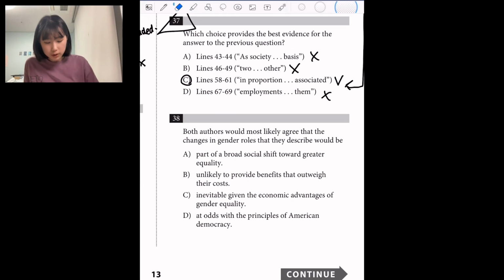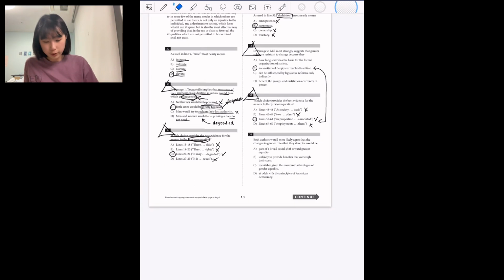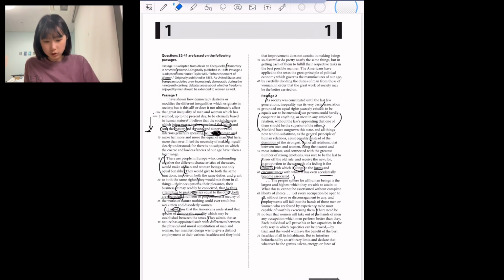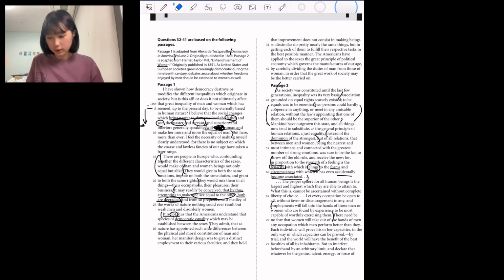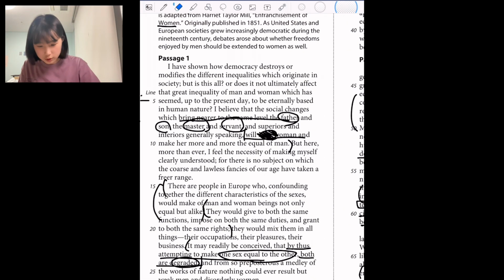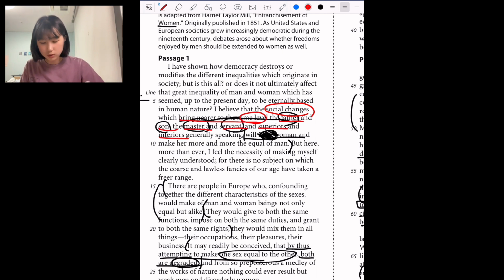Both authors would most likely agree that the changes in gender roles that they describe would be, we're going to look at A first, part of a broad social shift towards greater equality. We're going to look at the two passages to see if it mentions something like that. And in passage 1, we can see here it literally talks about social changes. I'll use red to make it more visible. And it says that I believe that the social changes will bring nearer to the same level that the father and son, the master and servant, the superiors and inferiors, generally speaking, will raise woman and make her more and more the equal of man.